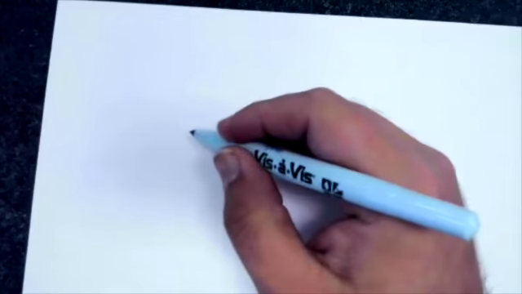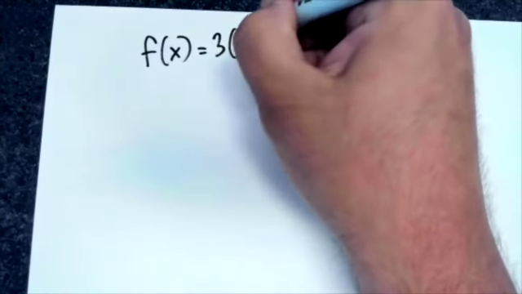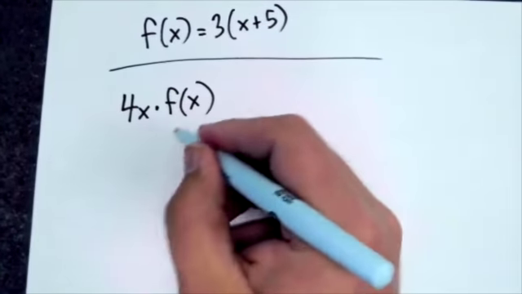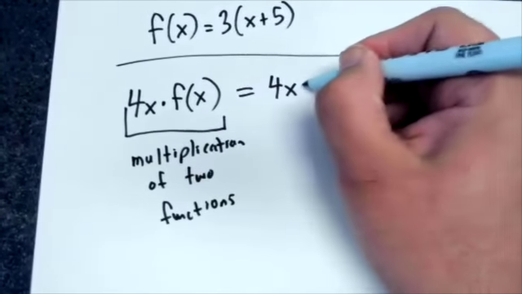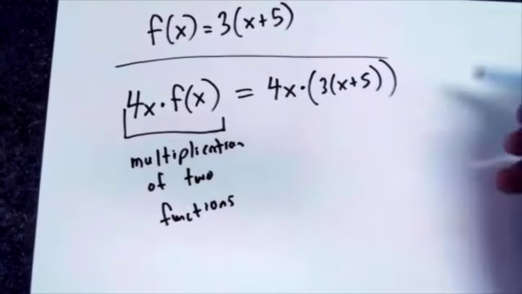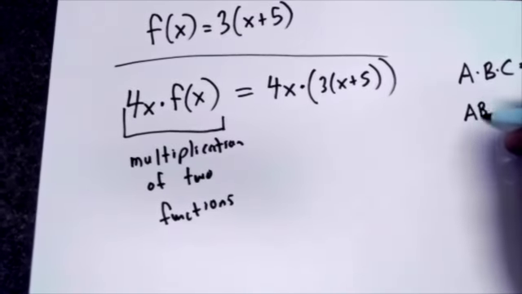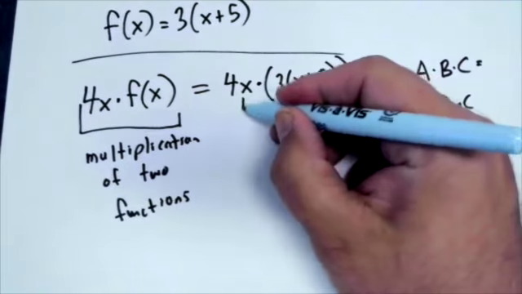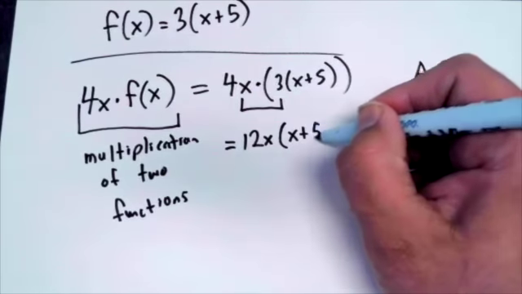So if I look at f of x equals 3 times (x plus 5), I could look at 4x times f of x, this would be multiplication of 2 functions. And if I wanted to simplify this, I would do 4x times 3 times (x plus 5). Because I'm multiplying 3 things together, if I do a times b times c, I only have to multiply the first 2 together or the second 2 together, and there's lots of ways I can rearrange it. So I'm just going to multiply these first 2 things together and get 12x times (x plus 5). Are y'all with me on this?